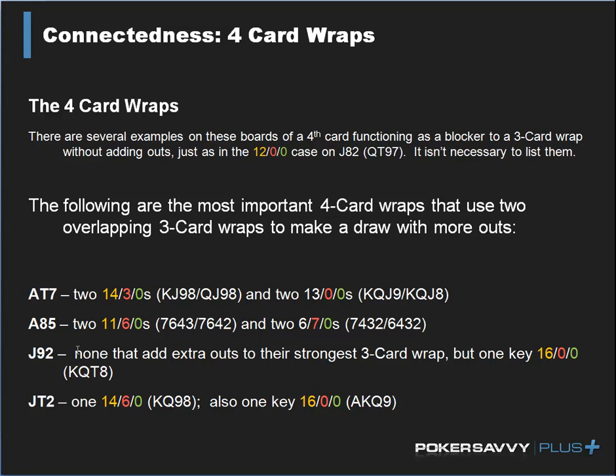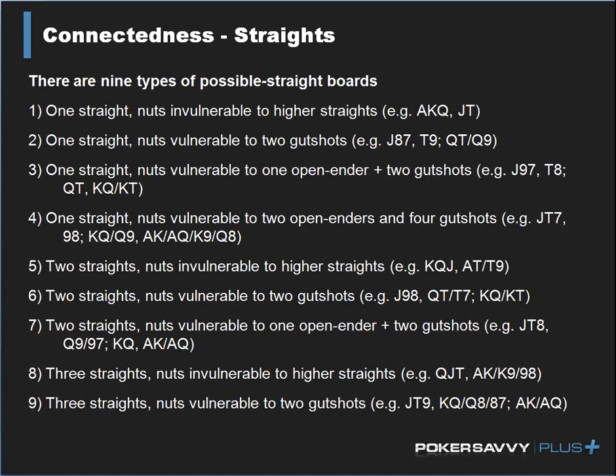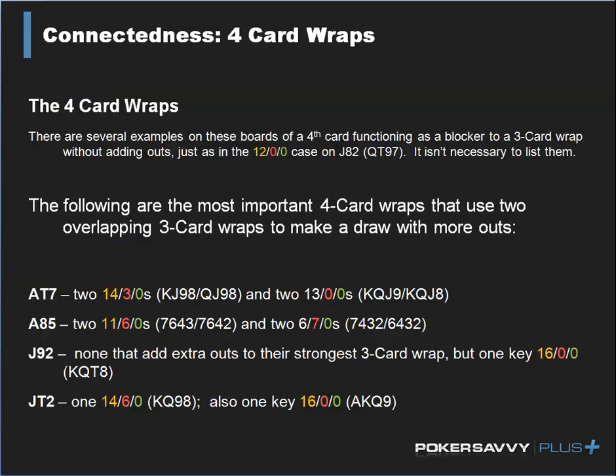Just like we did with this case, we also have this key 16 out nut wrap where you take the 17 out wrap, add the nut over card. In this case, we take king queen 9 and add the ace, and it turns into a wrap with 1 fewer out than the 17 wrap, but where all the outs are nut. Okay. So anyway, that's the end of wraps on boards where a straight is not possible.